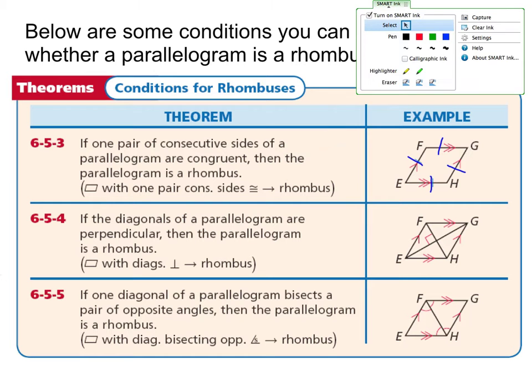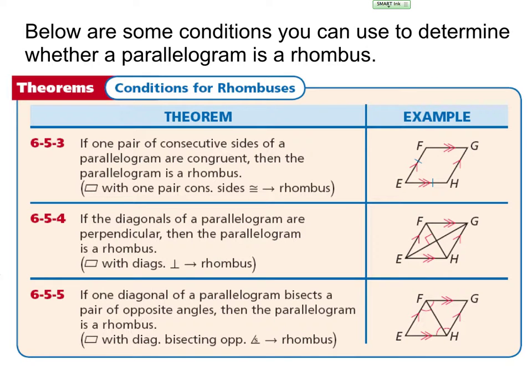Okay, 654. If the diagonals of a parallelogram are perpendicular, okay, so draw the diagonals in. If they form a 90-degree angle at the middle there, that's always a rhombus. It's going to create a rhombus.